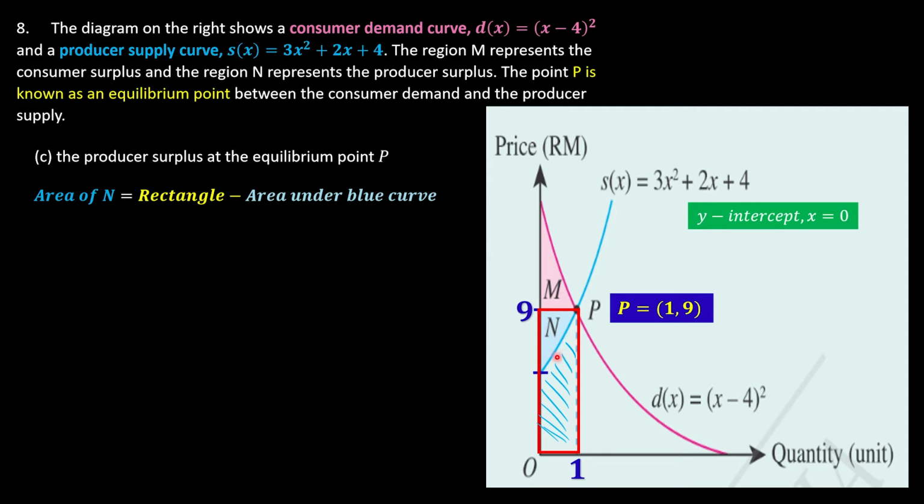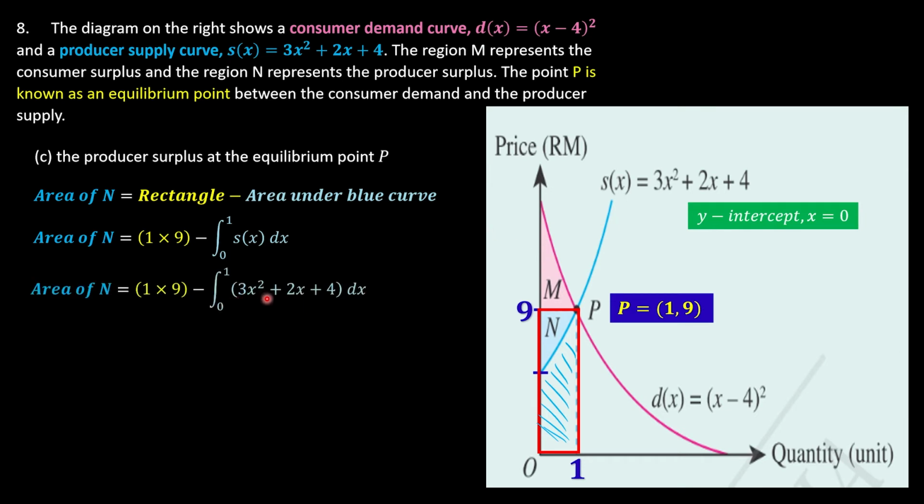But the area under the curve is bounded to the x-axis. So we integrate with respect to x. But what curve is that? That curve is the supply curve, which is S of x. Then we substitute S of x as 3x squared plus 2x plus 4. And now we're good to go for the integration like usual.